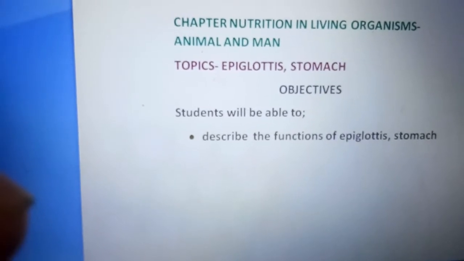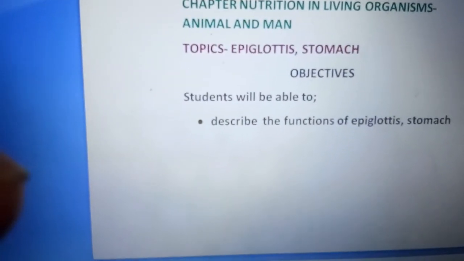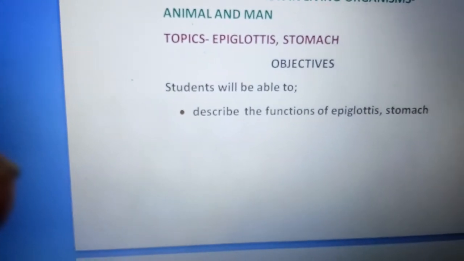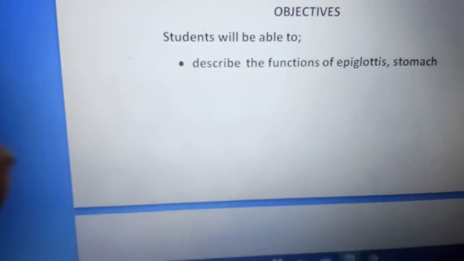The objectives of the day are, after finishing the topic, we will be able to describe the function of epiglottis and the function of stomach. Let's go through that now.